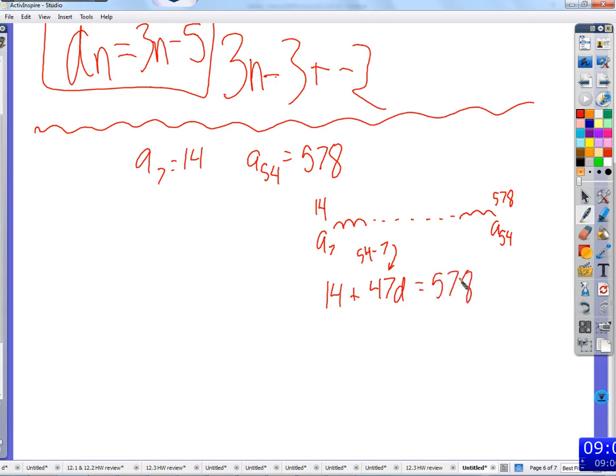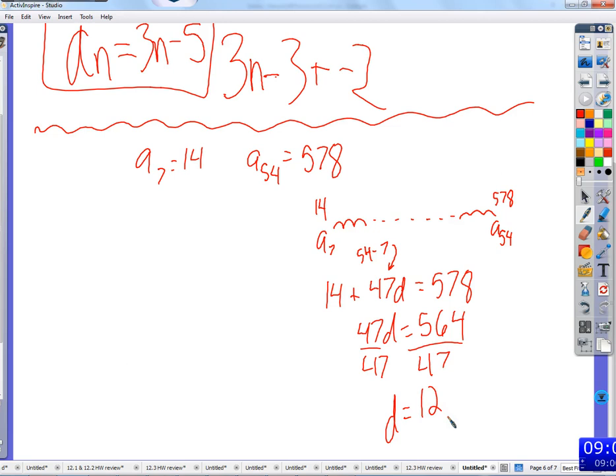Yeah. And then you subtract 14. Yeah. And then divide by 47. I can do that. There you go. Wait a minute. 578 minus 14? Okay. Yeah. What is it? I don't know. 5, 6, 7. Okay. We divide by 47. And then equals 4. 4? 12. 12.